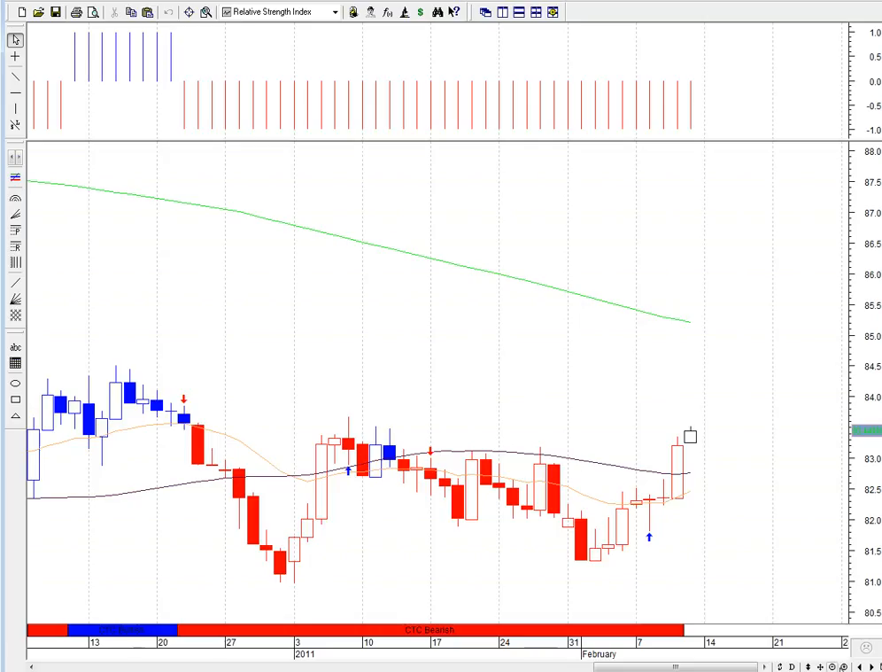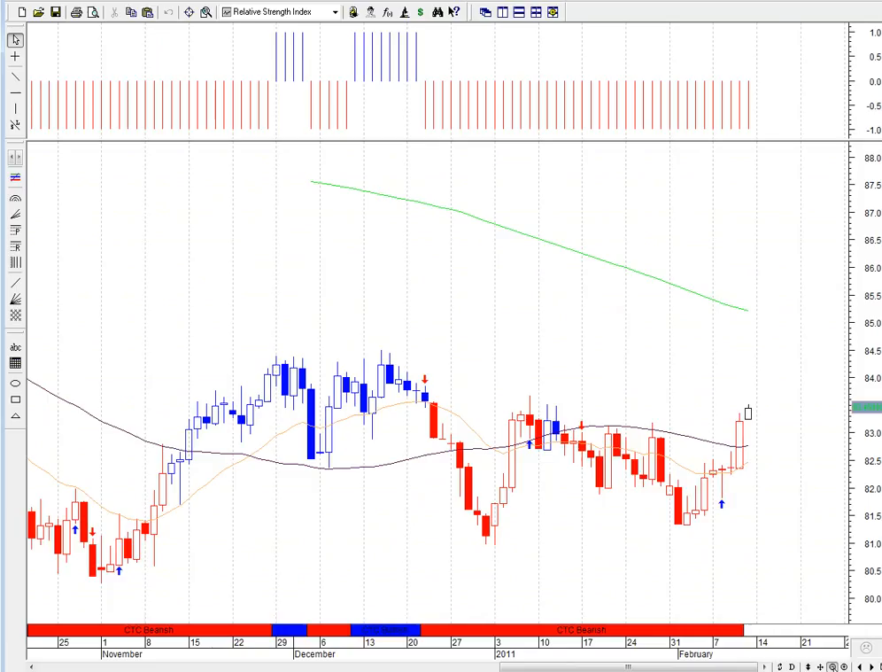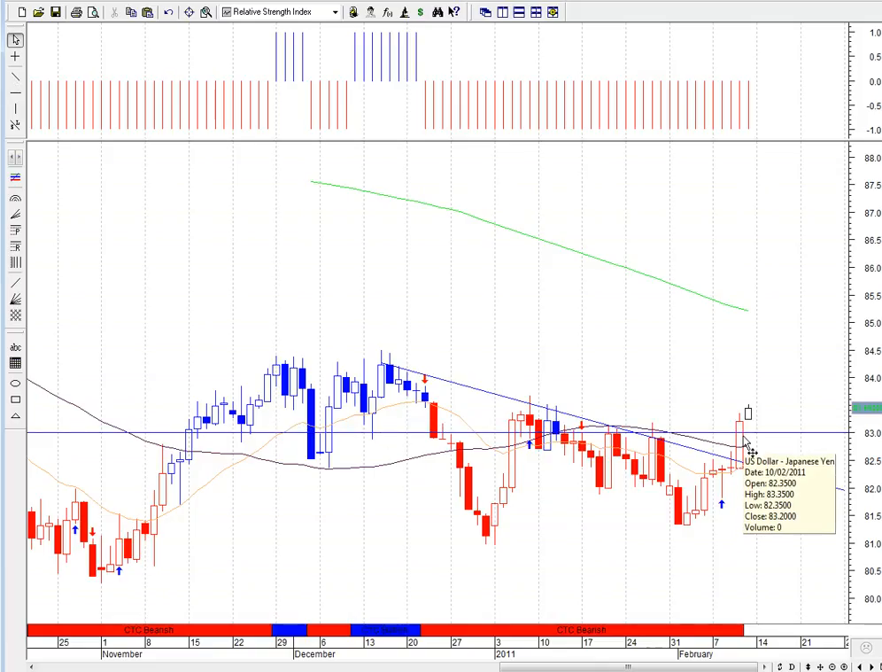US dollar gaining a lot of strength against its pairs, and by doing so, trading well above the 50 period moving average, and also breaking this trend to the downside here quite clearly. Trading well above the 83.00 mark. I said it was going to be its first benchmark during the course of yesterday's trading, and now it's testing the next one, which is here.